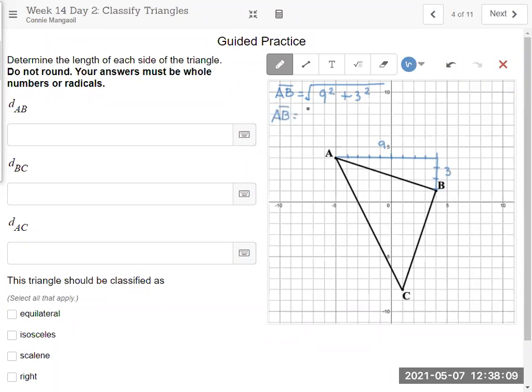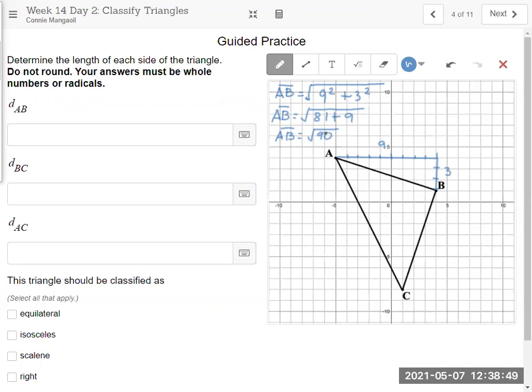So we get AB equals the square root of, what is 9 squared? 81. 81, very good. And what is 3 squared? 3 times 3 is 9, right? So you have 81 plus 9. Let's add them up together. 81 plus 9 is equal to 90, all right?